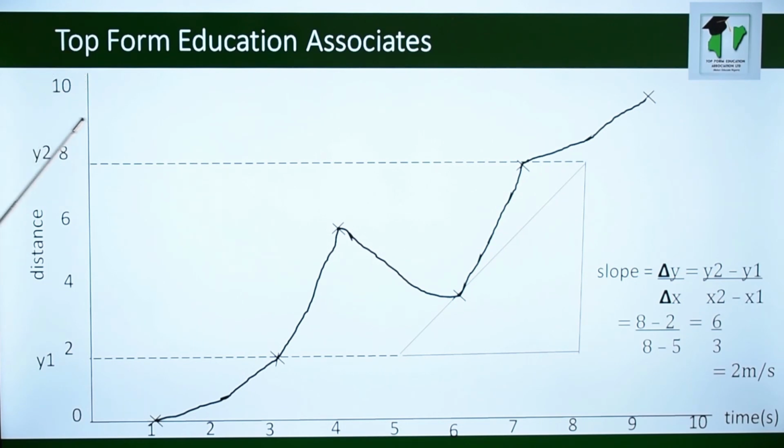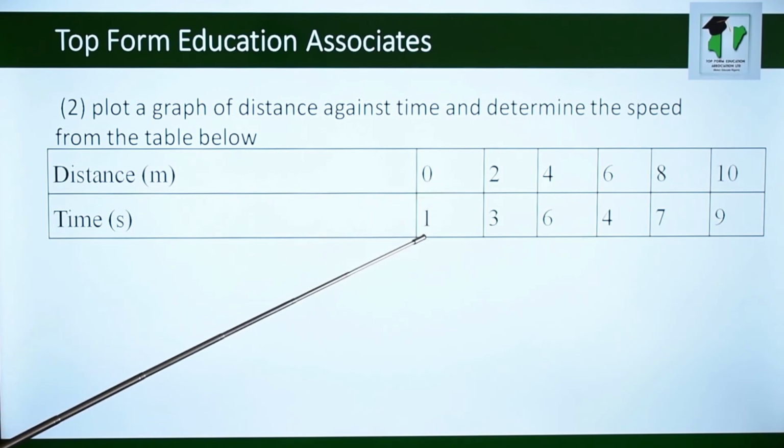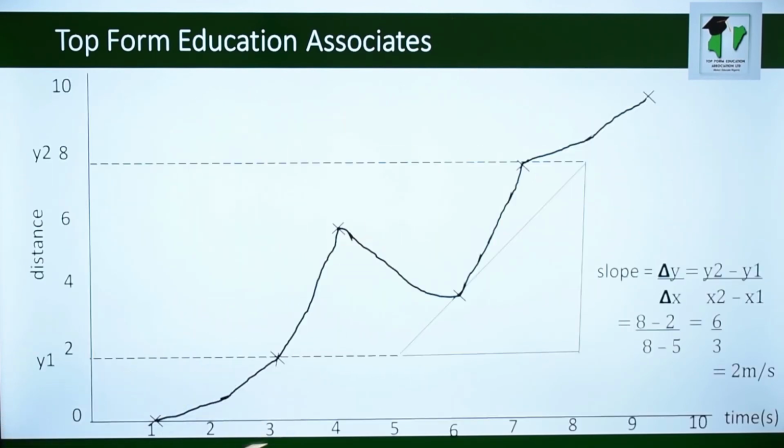In that table, on the y-axis you have distance labeled here, and then you have time on the x-axis. Is that okay? Now I want to trace out the values from the table. At 0, when the distance is 0, the time taken is 1 second, 1 second here.